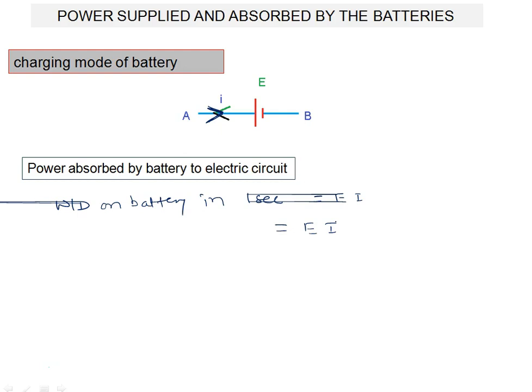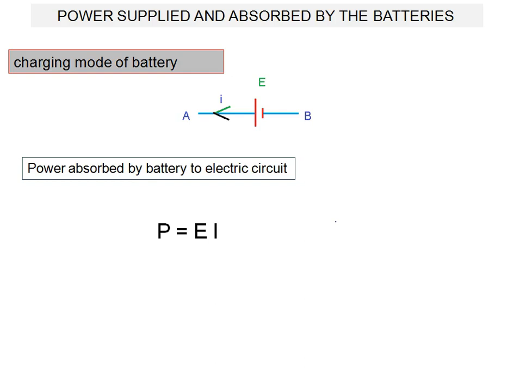Okay, so in this situation, chemical energy is being restored in the battery from the external supply. So all of you read it. Power absorbed by the battery will also be EI. Sometimes a question can come on charging mode or discharging mode of the battery, power given by the battery or power absorbed by the battery. If it is an ideal battery, in both situations you will say power is given by EI. I hope it is clear to you.